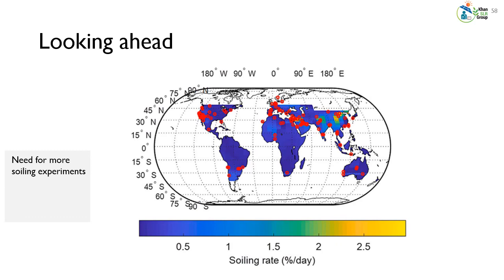Now, looking ahead, we actually need more soiling experiments to do a global analysis. This is why. You see the red dots here? Those are the locations we used to get an interpolated world map of soiling rate. There are a lot of blank spaces, and we really do not know if the interpolations are correct at those locations.